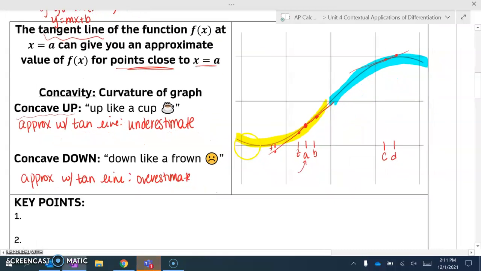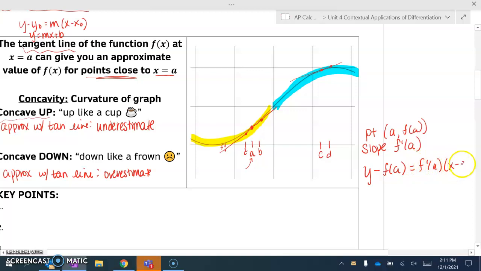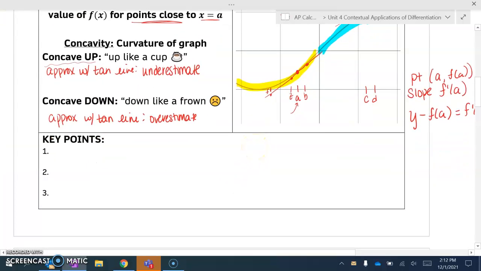Now, to write the equation of these tangent lines, and I'm going to use A here, we need a point and we need a slope. So our point would be A comma f of A, and our slope would just be f prime of A. If we fill that into our point-slope equation, we have y minus the y value, which is f of A, equals m, which is f prime of A, times x minus the x value. So we use the point that we care about and the slope at that point to write the equation of the tangent line, and then we'll use that tangent line to approximate nearby values.